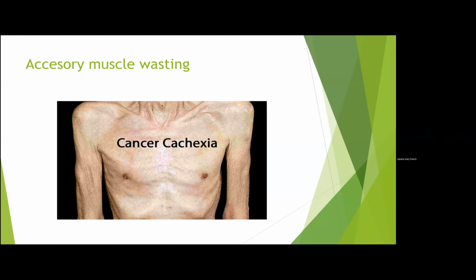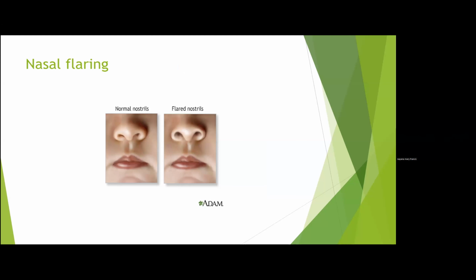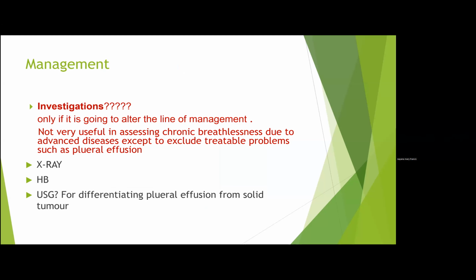In patients having cancer cachexia, there will be wasting of the intercostal and accessory muscles of respiration. So that will be seen. And nasal flaring can also be noticed. These things are not very important, but I want you all to identify them. Whenever you see this, you should understand that the patient has been having breathlessness for a very long time.